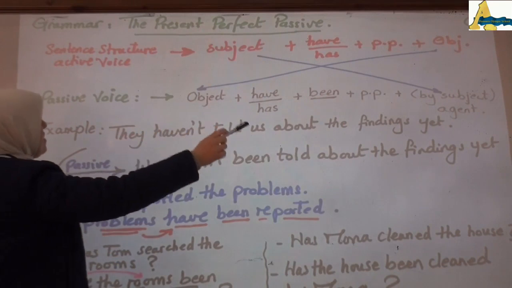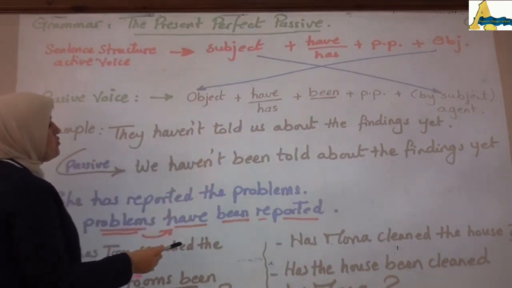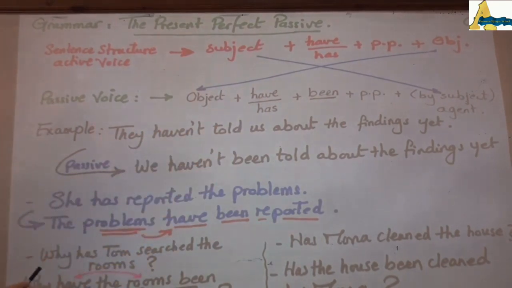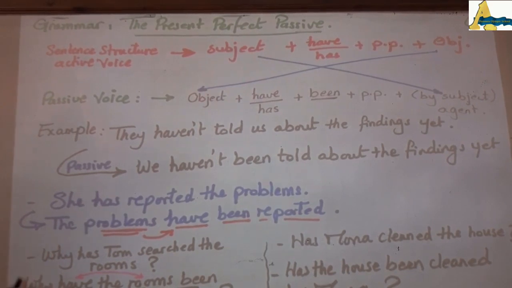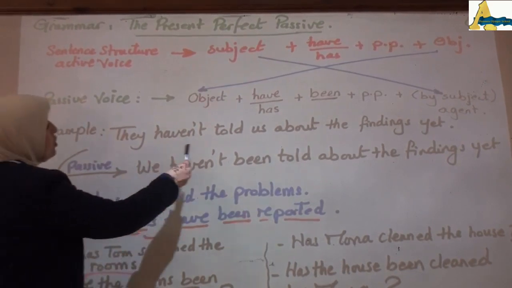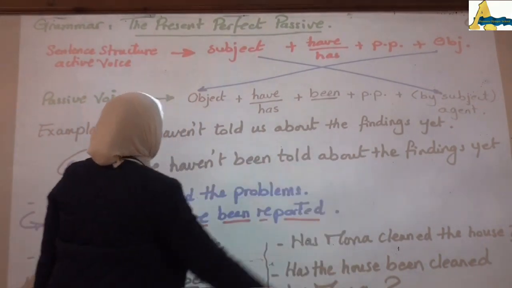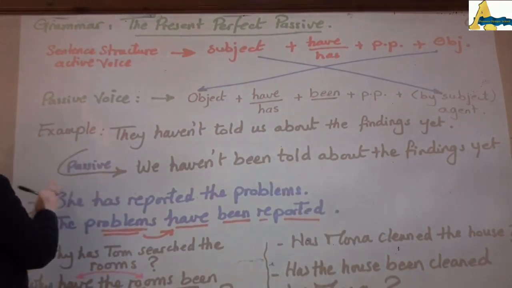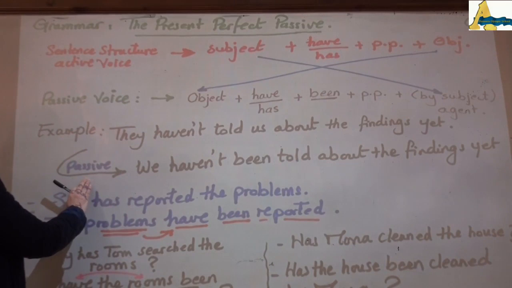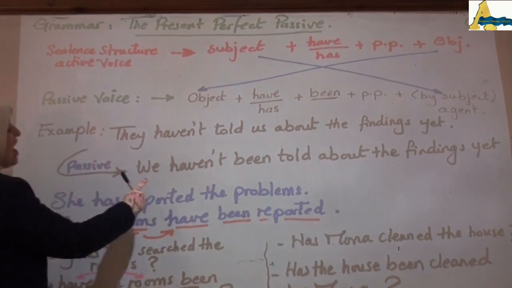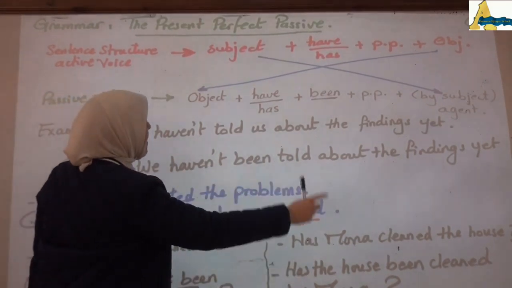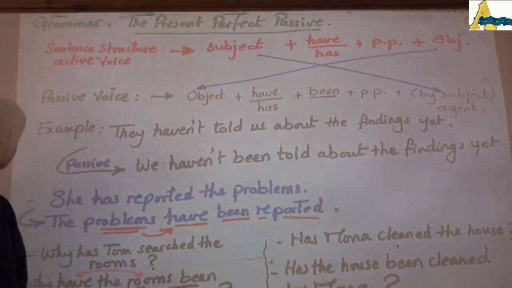And it's in between brackets because maybe you don't really want to use it, it's optional whether to use it or not, unless it's a proper name or someone that we all know. "They haven't told us about the findings yet." This is in the active voice. To change it into the passive voice, we are going to say, "We haven't been told about the findings yet."